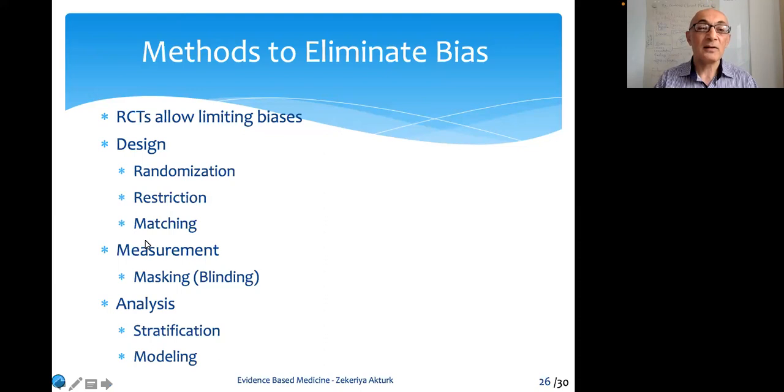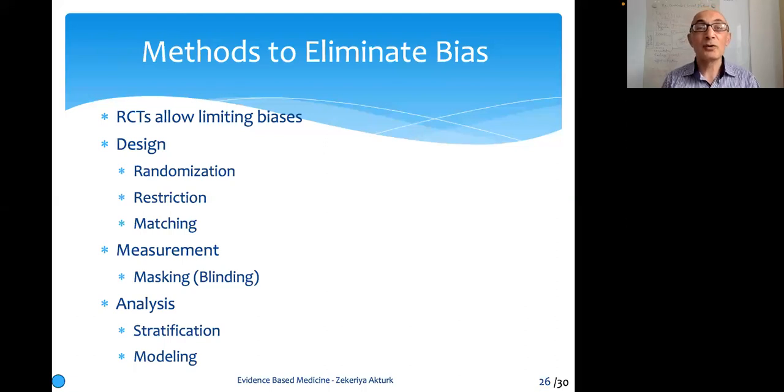In the design, randomization, restriction, matching, these are all possibilities for decreasing or eliminating biases. In the measurement stage, as you mentioned before, you may have blinding, but you may also decide to have multiple measurements in the same person. You may make two or three measurements and take the mean of this.